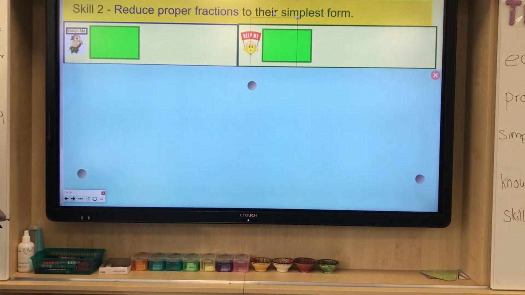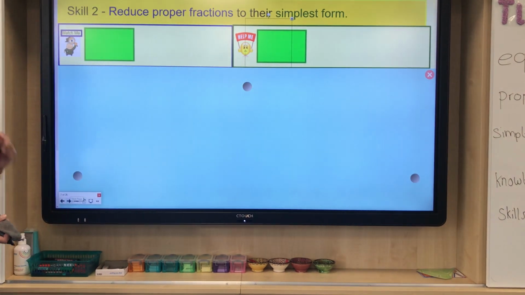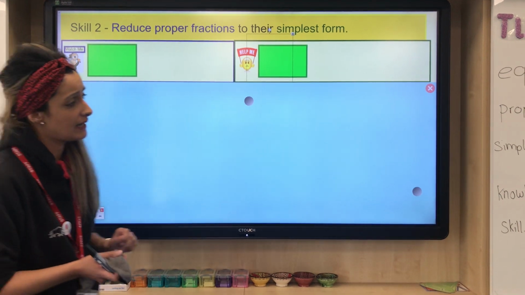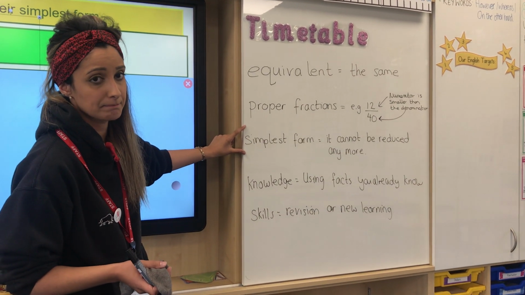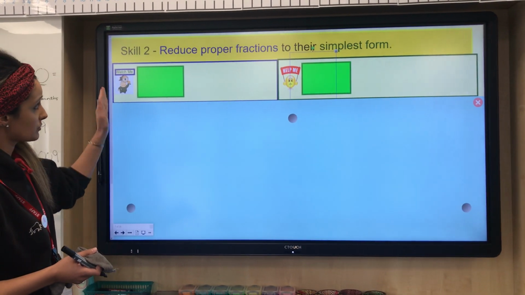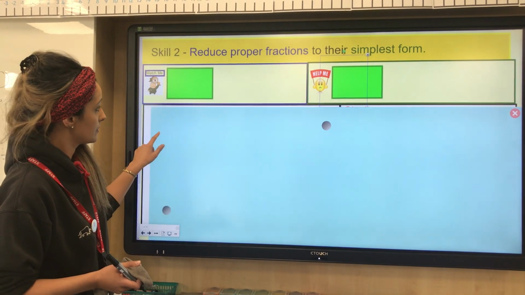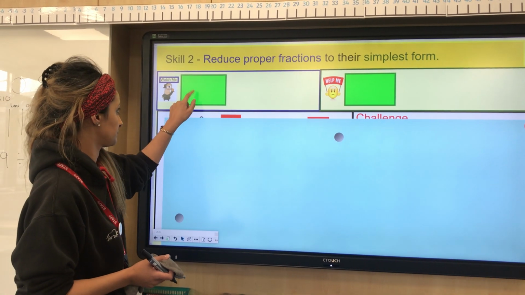Okay. Now then we move on to skill 2 before we look at that question there. And skill 2 is reducing a proper fraction to its simplest form. Again, we've got the definition of a proper fraction and what the simplest form is. So, you can often see here there's a watch me, help me, and then we will ask the children to show me. So for the first part here, this is all teacher modelled, so the children need to watch this.